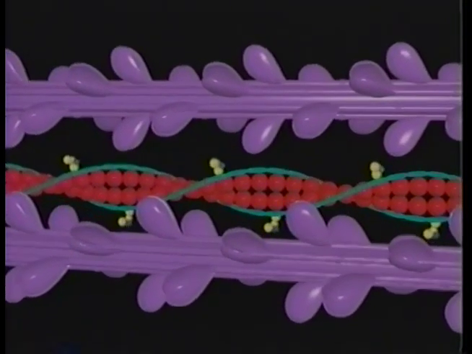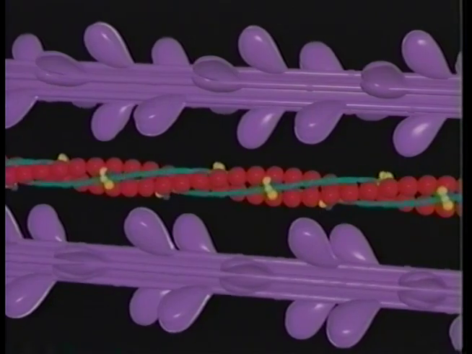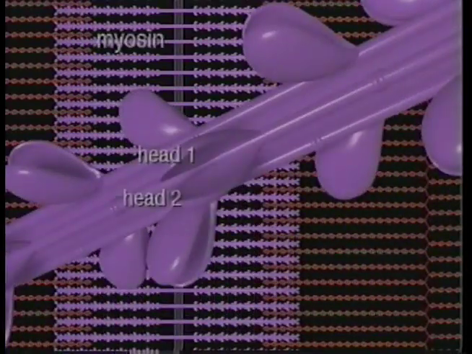When the intracellular calcium level rises, the calcium ions bind to troponin, causing a change in the position of the troponin-tropomyosin complex so that the active sites along the F-actin strand are exposed. Thick filaments are made of bundles of myosin molecules. Each myosin molecule has a double-stranded tail and 2 globular heads.